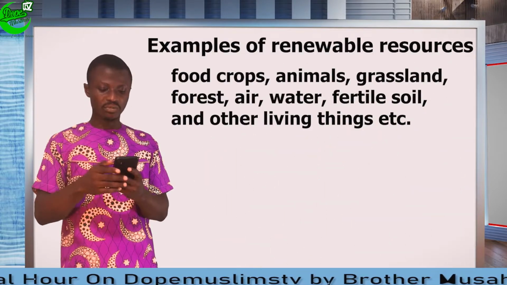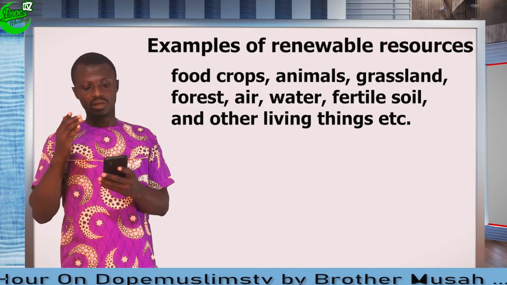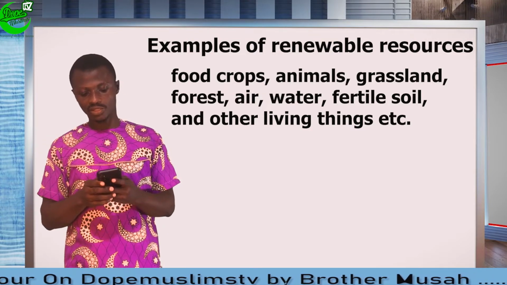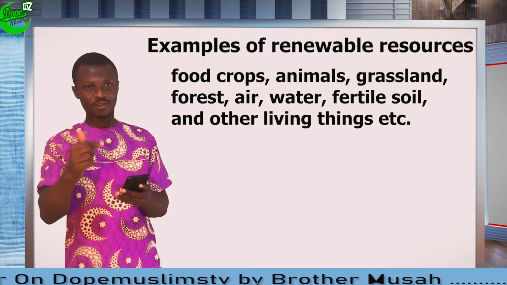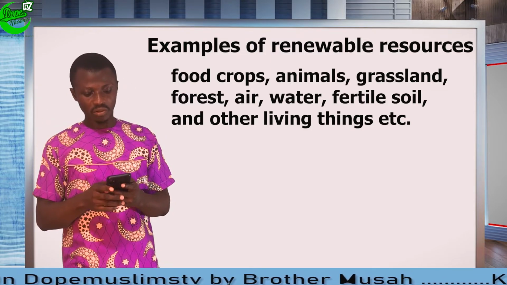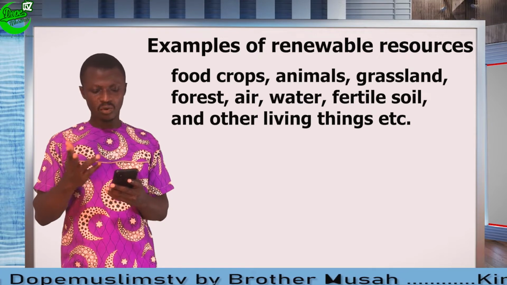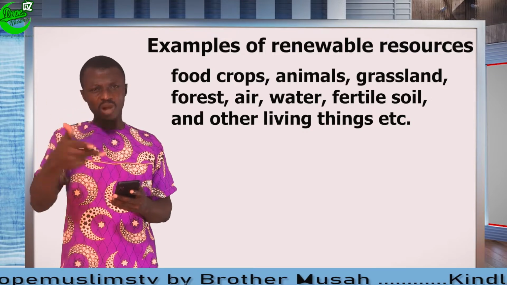And we can have examples here. We can talk of food crops. We can talk of animals. We can talk of grassland. We can talk of forest. That was why I was making an example of trees, forest. We can talk of air, water, fertile soil. These are all renewable resources.